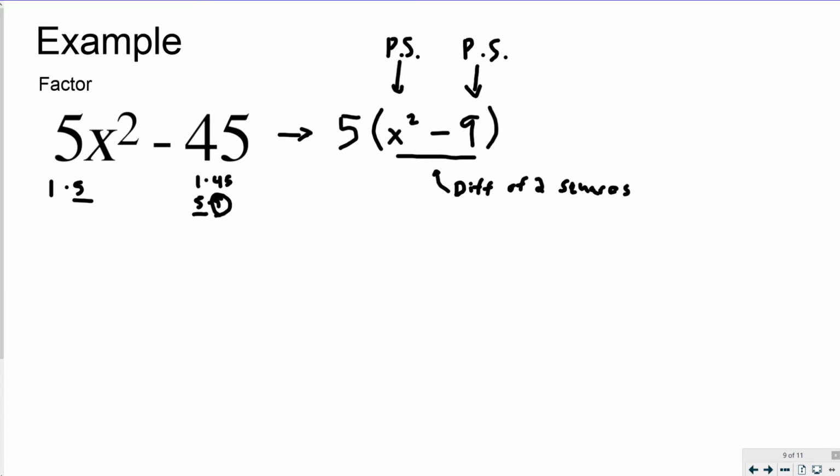So I'm just going to factor the inside; the 5 is going to get left alone. And I've seen how x squared minus 9 breaks down. So it'll be 5 times... oh, not x squared on the inside, excuse me. 5 times x plus 3, and then x minus 3. And that is fully factored. So 5x to the second minus 45 turns into 5 times x plus 3 times x minus 3.